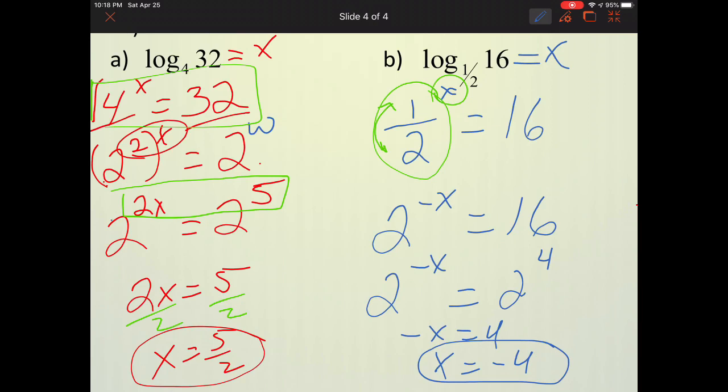Okay, so that's how we rewrite, and make sure the bases are the same.